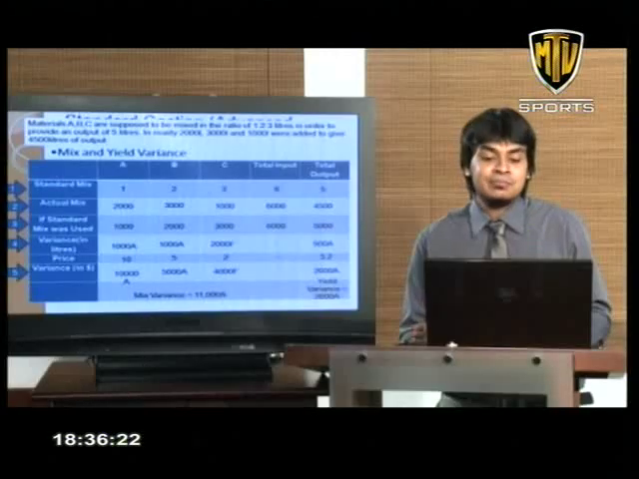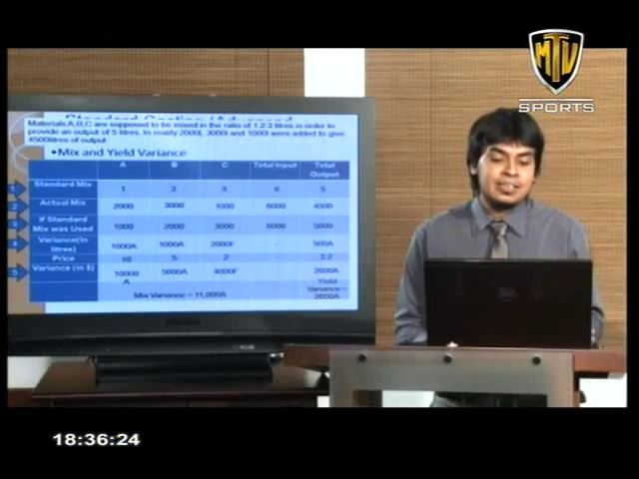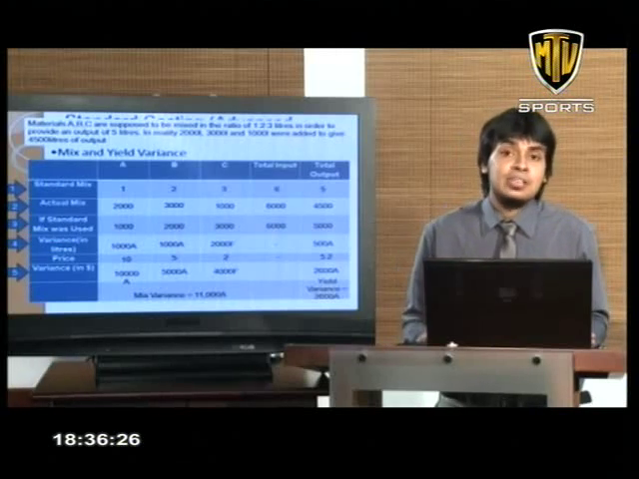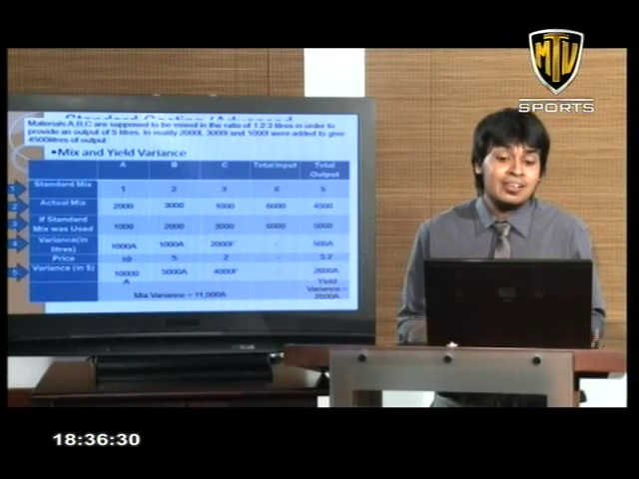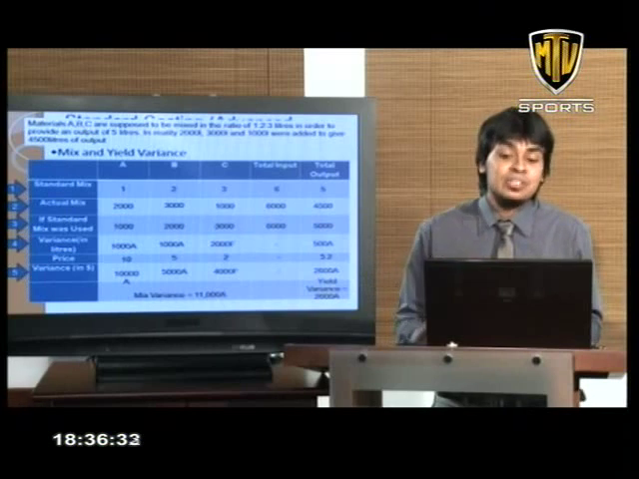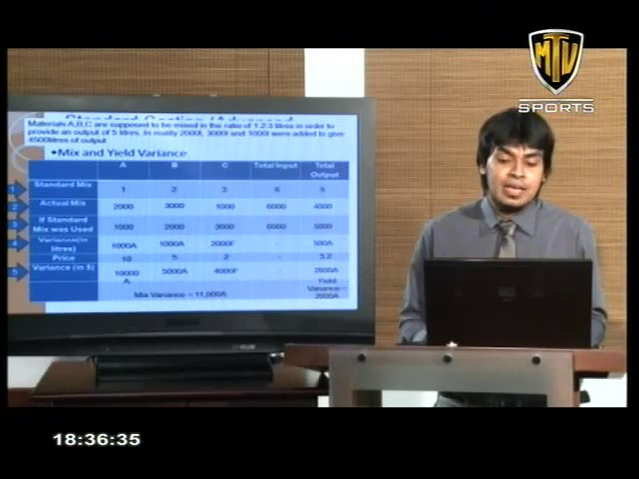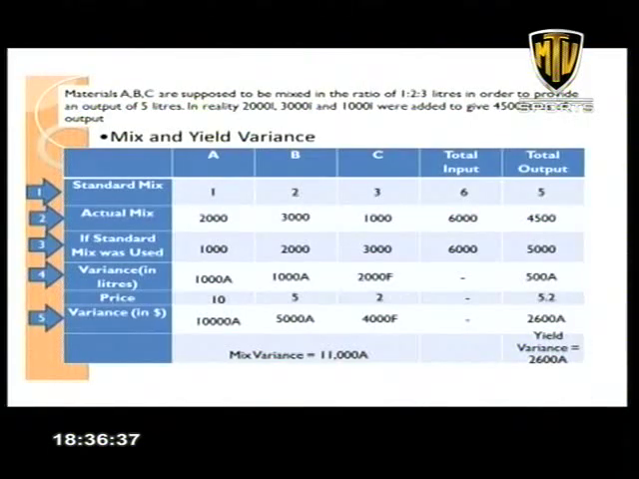Similarly, if you look at B, I was supposed to use 2000 liters, but I ended up using 3000 liters. So again, I have used 1000 liters more than what I anticipated. Therefore, that gives rise to an adverse variance of 1000. But if I take a look at C, I was supposed to use 3000, whereas I have actually ended up using less. So this is actually good for the company. Therefore, that gives rise to a variance of 2000, but of course a favorable variance.